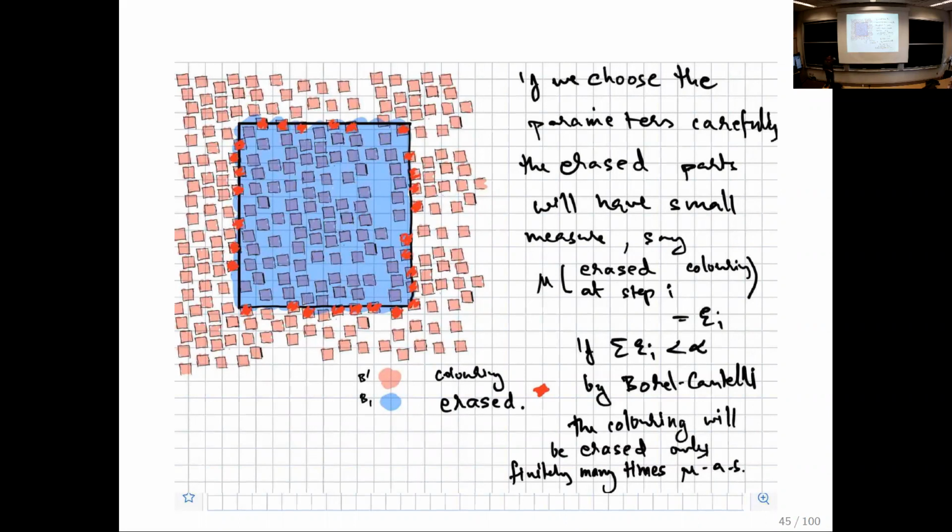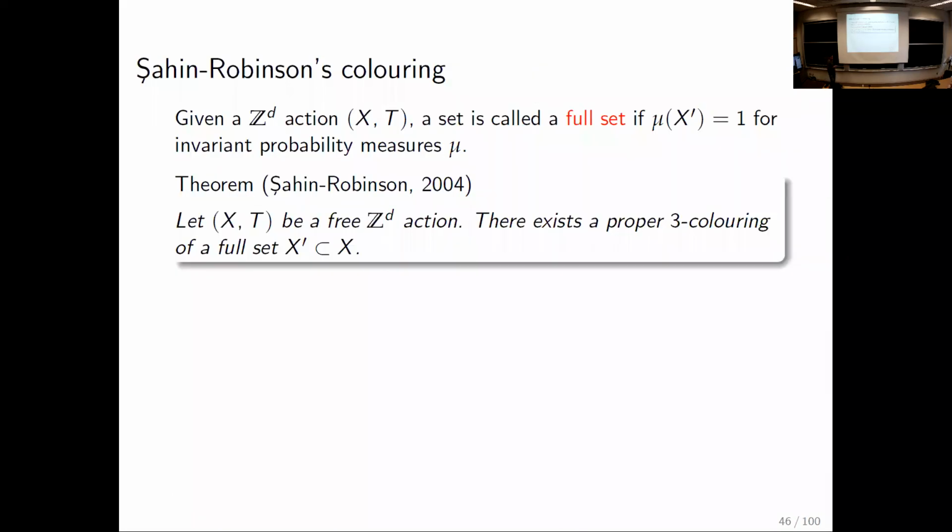Another excellent point. So yes, there's a null set which will be left, which I haven't colored. The full set is one which is outside the null set, which has measure zero for all ergodic probability measures. And this was already known to be measure one. Full with measure one. Did I say measure zero? Yeah, sorry. So a full set is full, not empty.